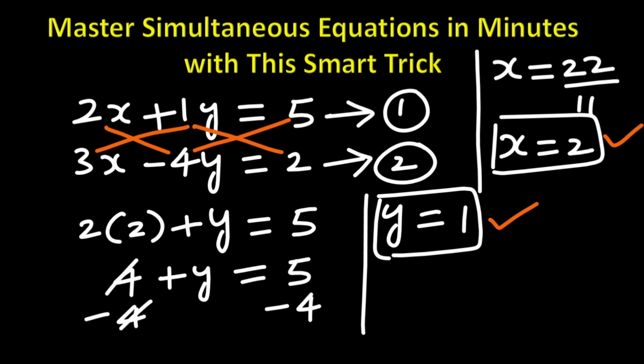So what is the solution set to these simultaneous equations? We always start from the x value, so 2 is going to go first and then 1 next. So you write this as 2 comma 1. That will be the solution to the given simultaneous equations.